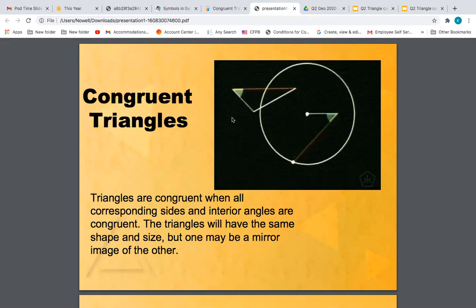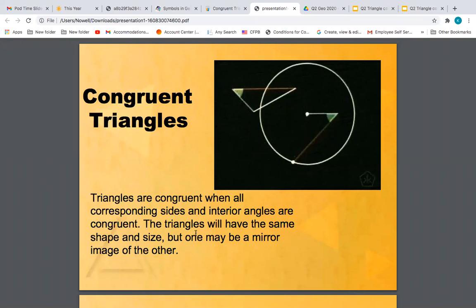All right. Triangles are congruent when corresponding sides, corresponding means if you take two triangles, take one side and then match it up with the same side on the other triangle, that's called corresponding, okay? And interior angles. So triangles are congruent when all corresponding sides and interior angles are congruent. We all know what congruent means, which is exactly the same thing, all right?